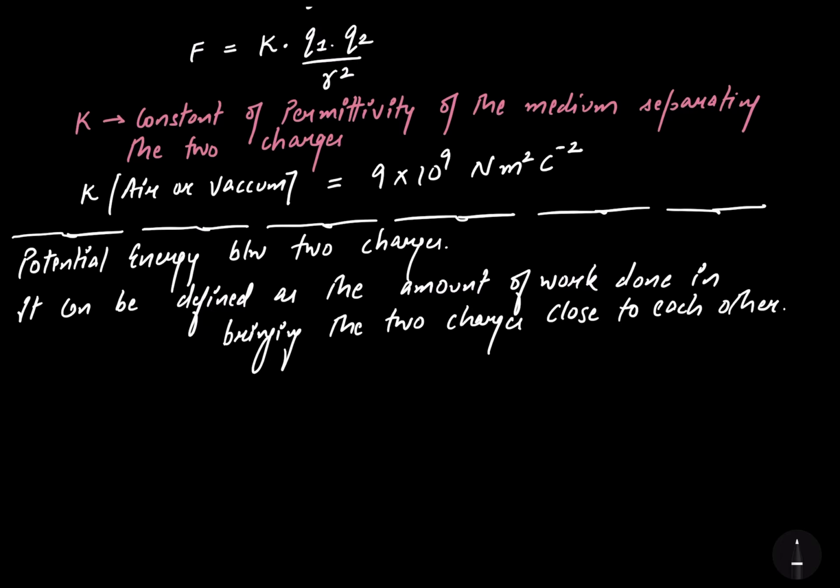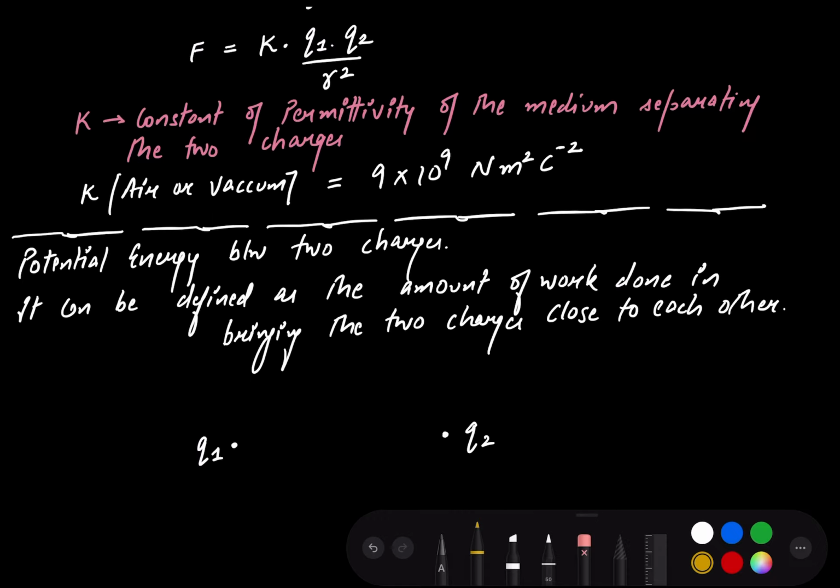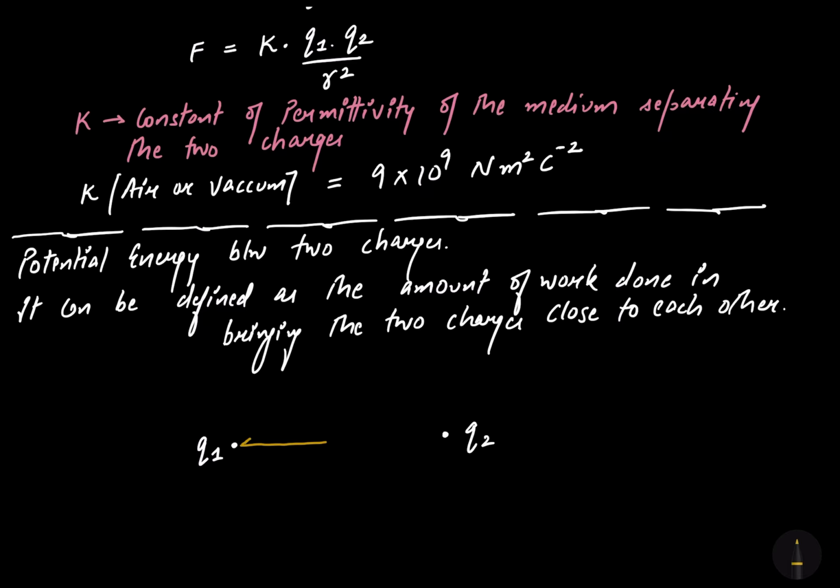I have given this definition of potential energy only for two charges. The potential energy between the two charges can be defined as the amount of work done in bringing those two charges close to each other. Now let's talk about the same. That's my point charge Q1, that's my other point charge Q2, and this is the distance separating these two charges.